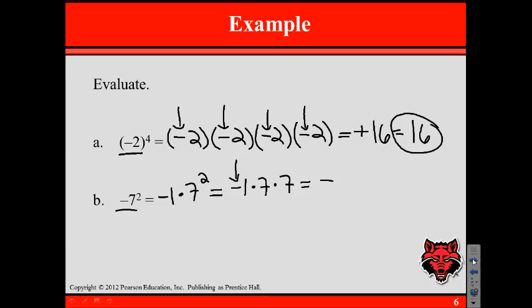Once we've decided the sign of the end result, we can multiply the magnitudes of our numbers together. So you're multiplying 1 times 7 times 7, and you would determine that as 49. So the result we've already decided will be negative, thus it will be -49.